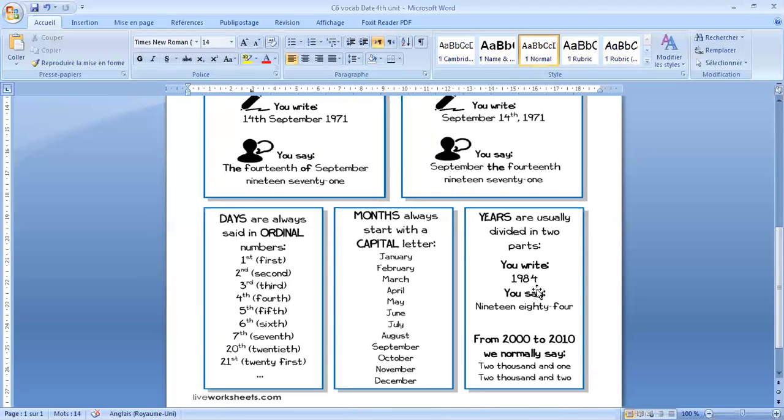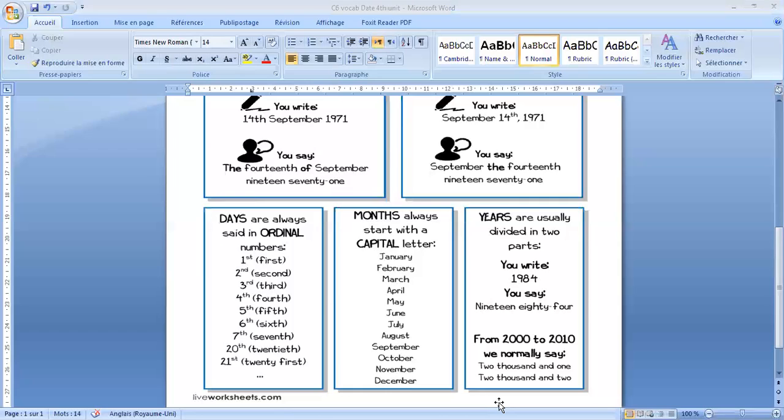You write 1984, but you say 19 84. So we divide the number into two parts. Two numbers here and two numbers here. But from the year 2000 to 2010, we normally say 2001, 2002, and so on. All right.